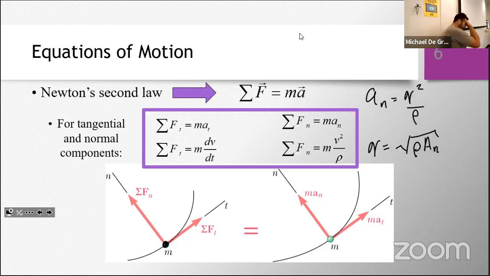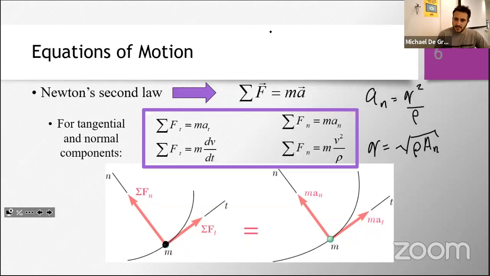Notice these equations. The first one on the left is the sum of the forces tangential is equal to the mass times the tangential acceleration. The second one is that the sum of the forces tangential is equal to mass times the derivative of the velocity with respect to time. That's interesting, right? Let's think about that for a second. Can we exploit that relationship at all for this? Well, we have v, so we could find the derivative of v to get the acceleration. Exactly.